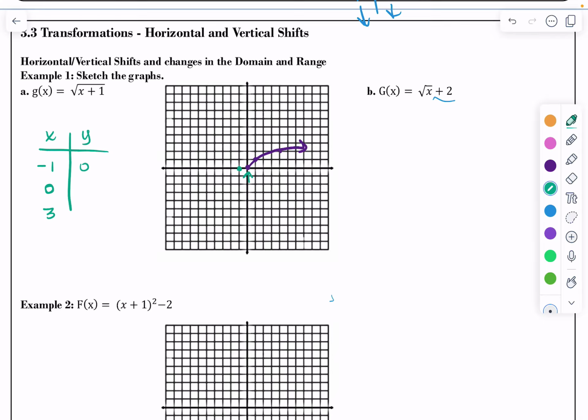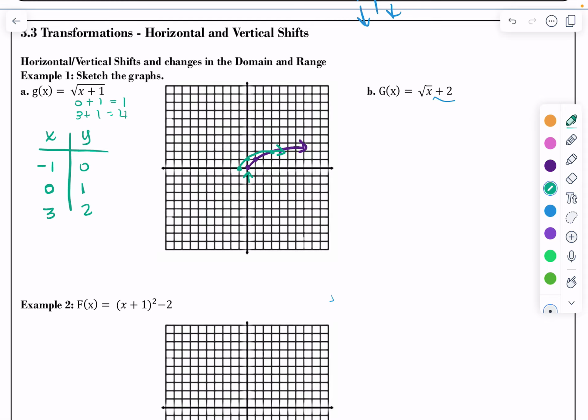So 0 plus 1 is obviously 1. The square root of 1 is 1. Then I have 3. 3 plus 1 equals 4. The square root of 4 is 2. And so then I can graph my function like so: -1, 0, 0, 1, 3, 2. Again, it has the same stretch, but it's just being shifted. So it doesn't really change much about the integrity of the function or what it looks like.